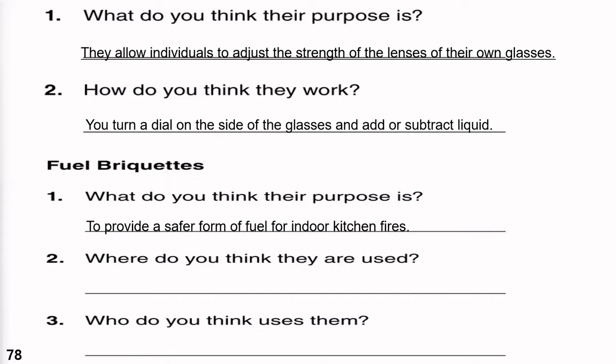Okay, where do you think they are used? In the developing world. Who do you think uses them? Farming families and those in their communities. All right, so screenshot, writing, whatever you need to do. I'm gonna wait 5 seconds and then go to the next slide.